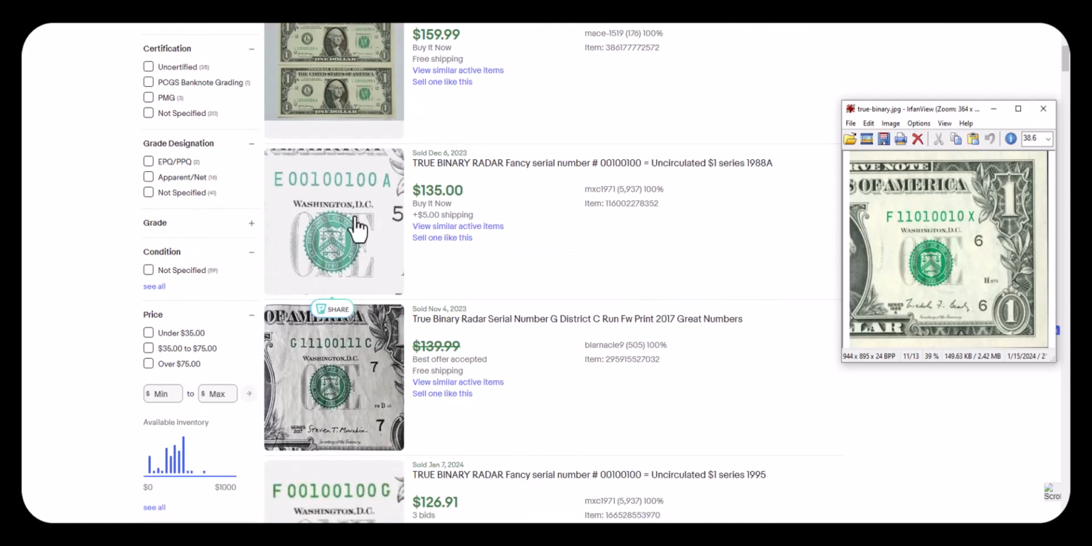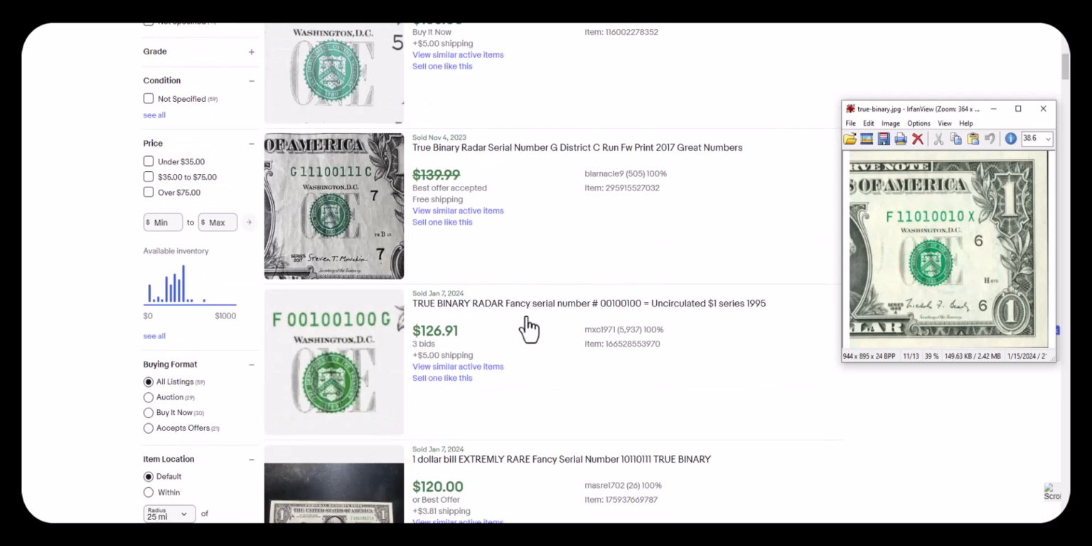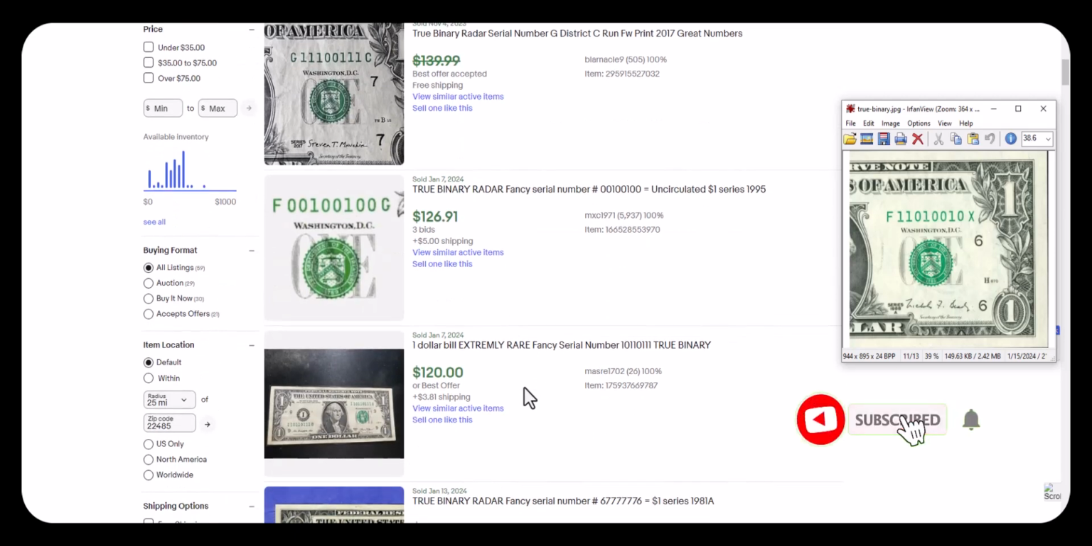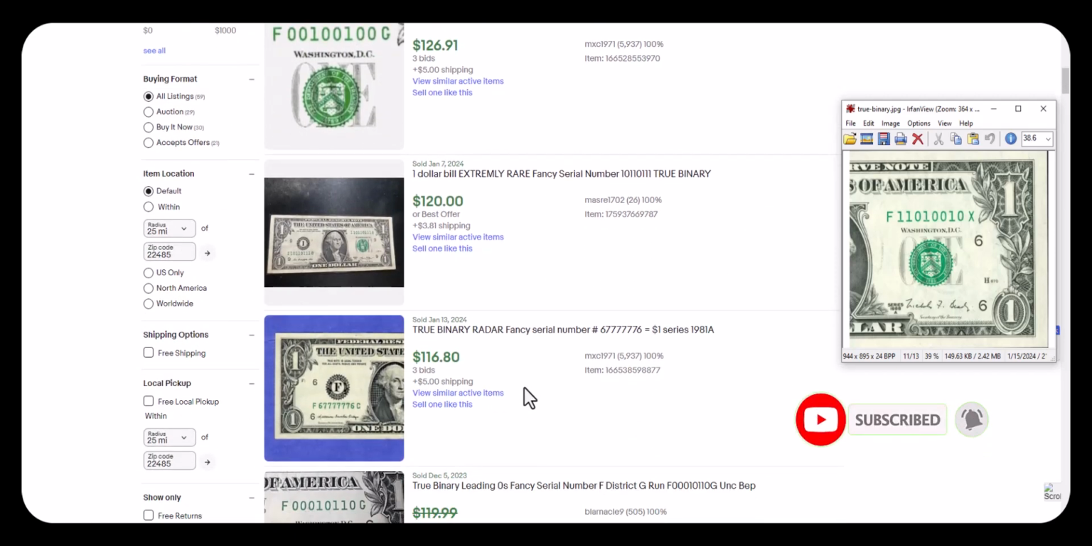This next one has another feature that our member's does not. This one is a radar bill. It's also a true binary. It reads the same forwards and backwards. It sold for $135. And directly below it we have two more radar bills. This one looks kind of the worse for wear. I can see the wrinkles in it right there. They're still north of $100.